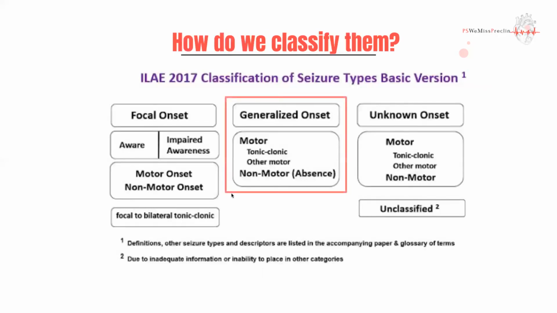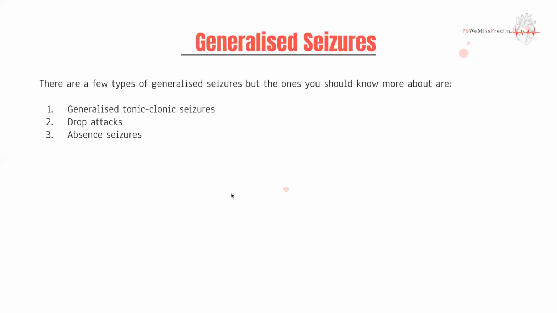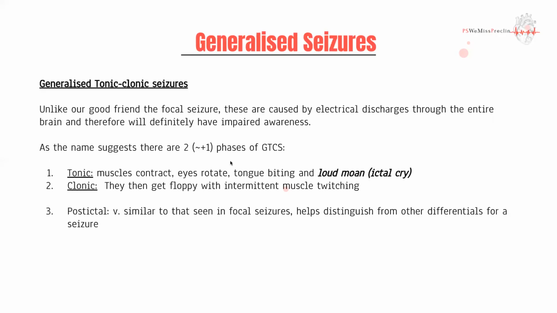Okay, moving on to our generalized tonic-clonic seizures. You can either have, as the name suggests, just a tonic-clonic seizure. You can have drop attacks and also absence seizures. The one I want to talk mostly about are going to be our generalized tonic-clonic seizures. These are going to be bursts of electric activity through the entire brain. Because of this, you're almost definitely going to knock out the mesial center. So you're going to have impaired awareness.